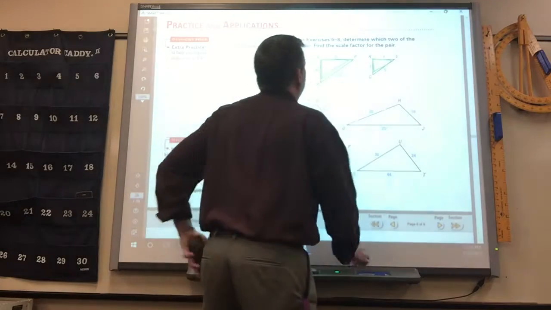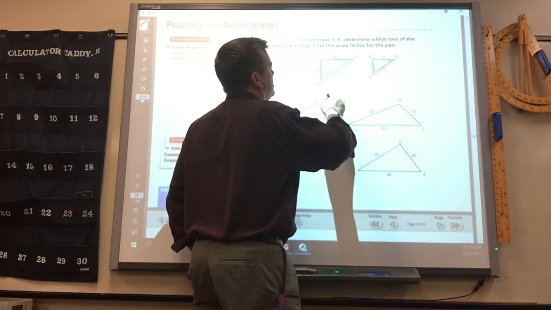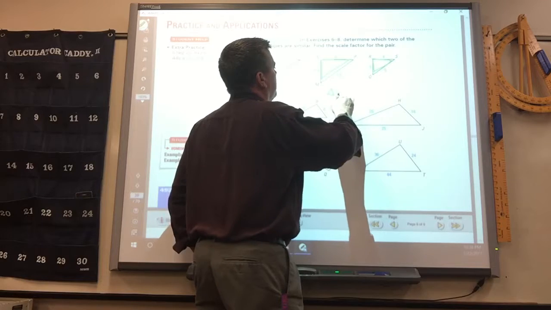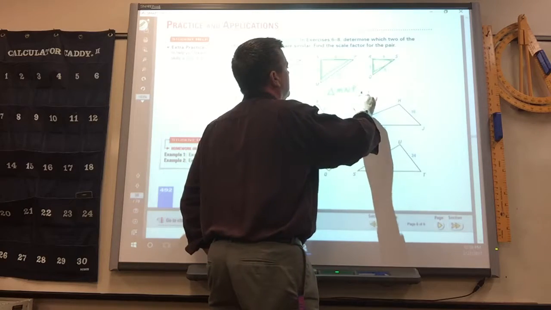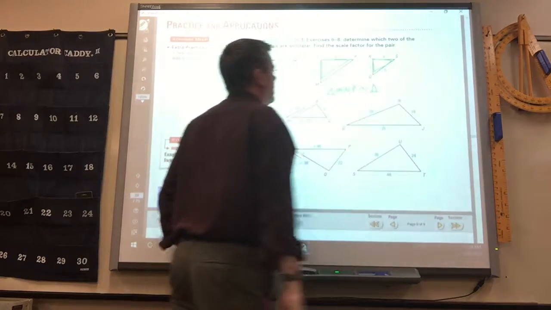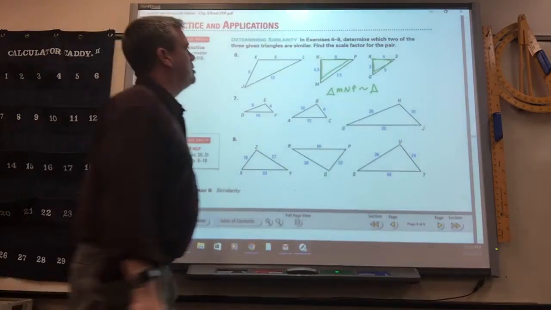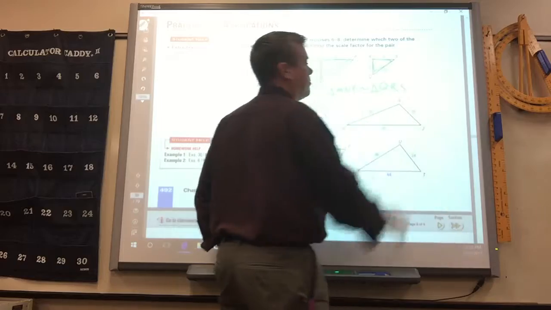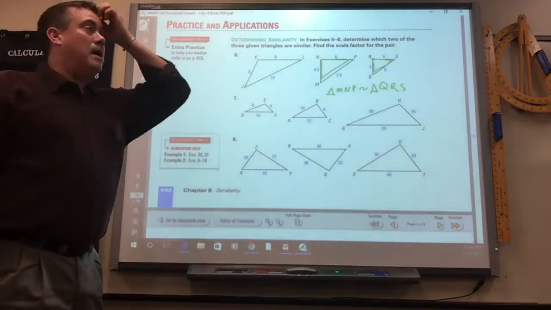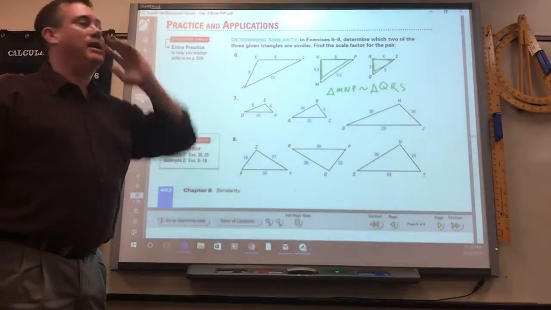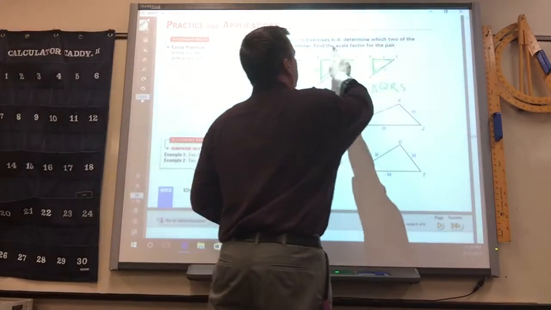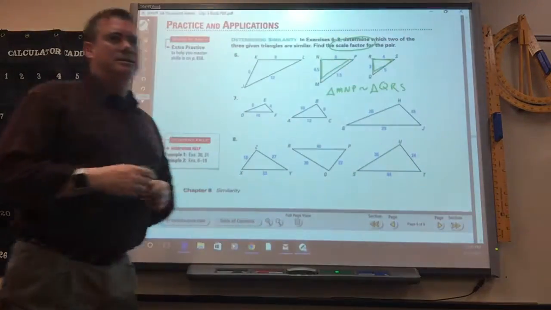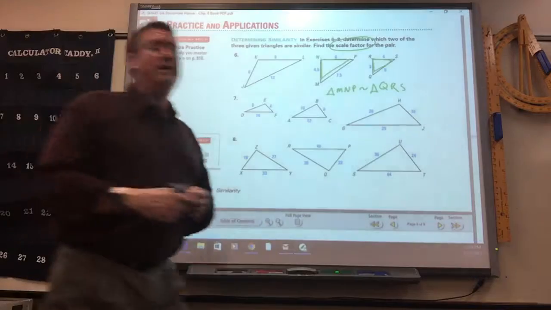So the similarity statement then is triangle M and P is similar to QRS. Now, they don't just want that, they also want the scale factor. 1.5, yep.